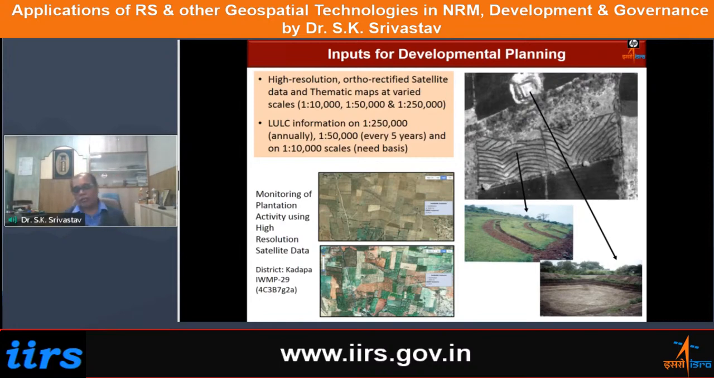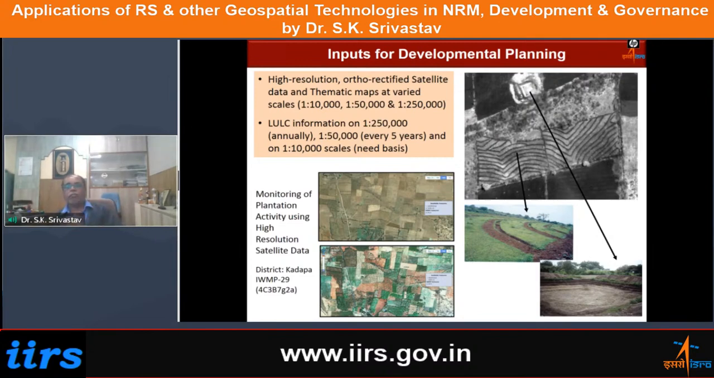Similarly, these days a lot of funding is being done for watershed management programs. So whether those watershed management measures have actually been taken up on the ground, whether the conservation structures have been made on the ground, water conservation structures or groundwater recharge structures, whether they have been made on the ground or not.